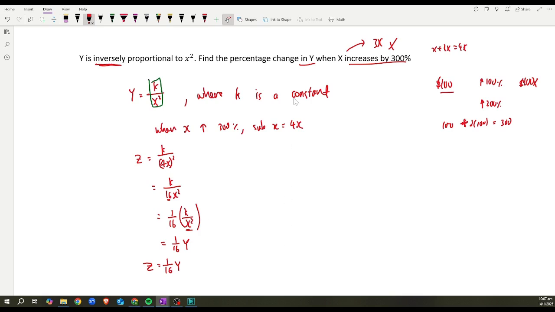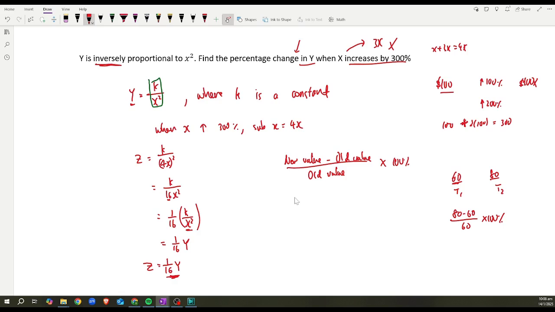Okay, so you want to find the percentage change in y, right? When x increases by 300%. So since z represents what y would be when x increases by 300%, we just compare the new value, 1 over 16 y, with the original value, which was y. So how do you calculate percentage change? You take the new value minus the old value, over the old value, times 100%, right? If you had 60 marks in term 1, and then in term 2 you had 80 marks, you calculate the percentage change by taking 80 minus 60 over the original value times 100%.